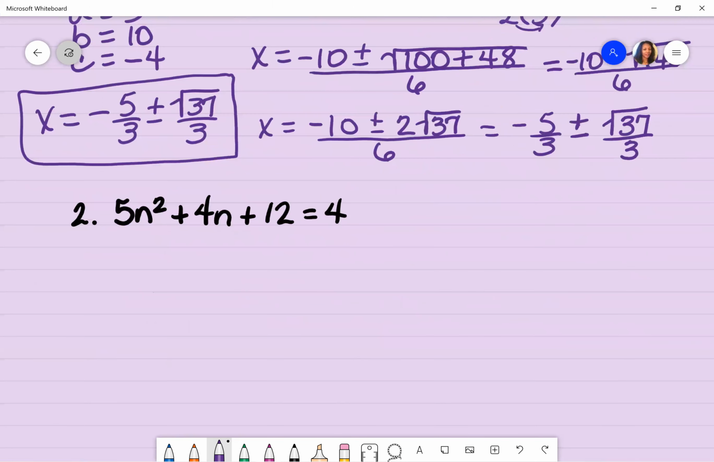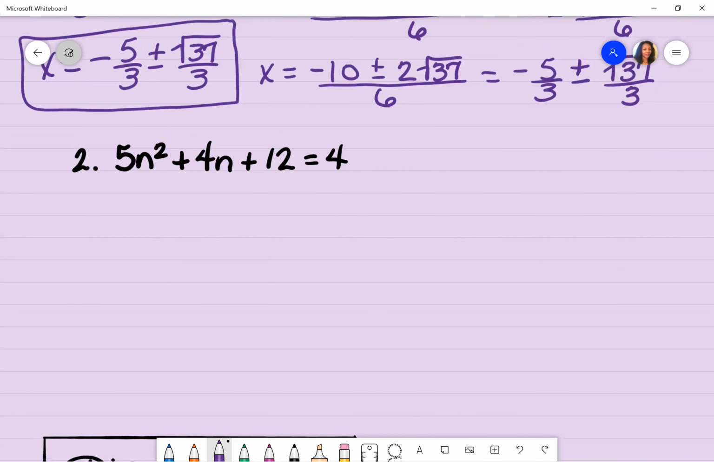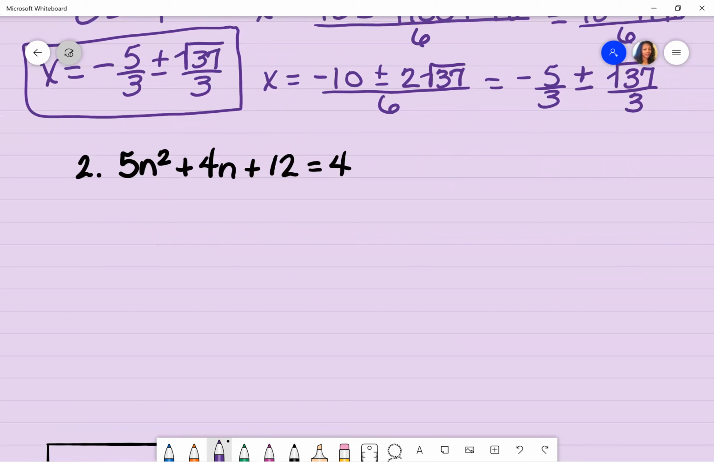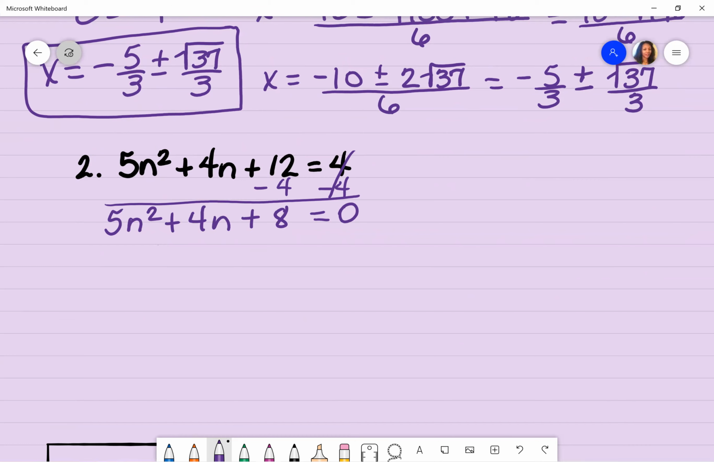Okay. Still using the quadratic formula. First thing I want to do is put this in standard form. So I'm going to subtract 4 on both sides, which leaves this to equal 0. That's what I'm looking for when I'm solving. 5n squared plus 4n plus 8. I can identify this as A, B, C, or I can write it to the side, A, B, C, and A is equal to 5, B is equal to 4, and C is equal to 8.